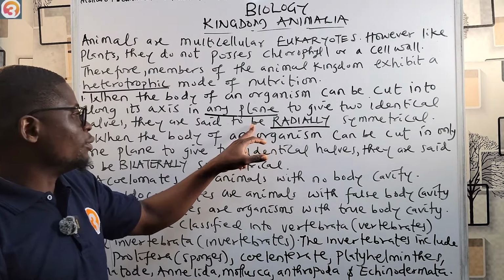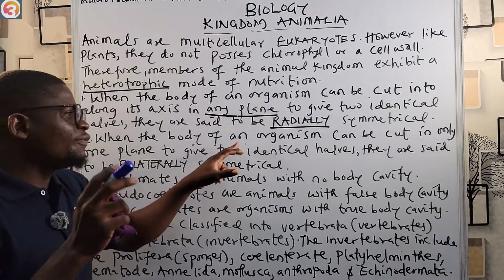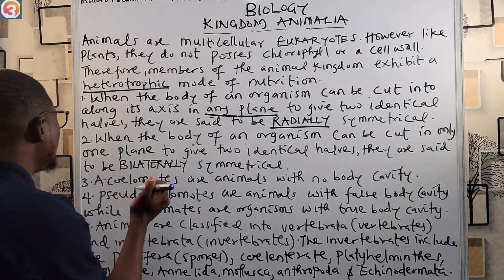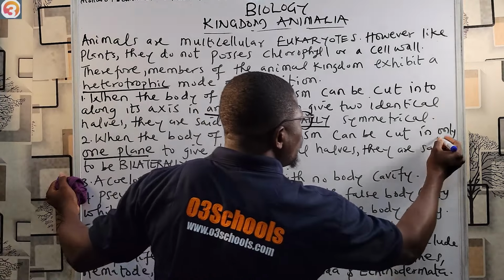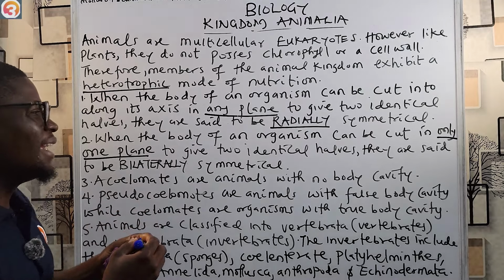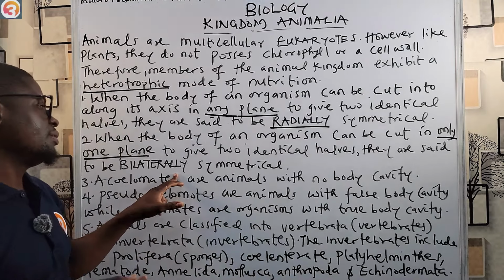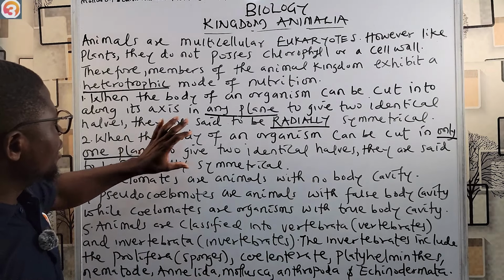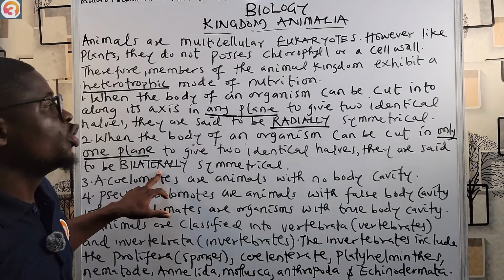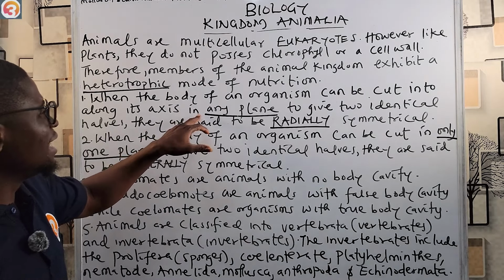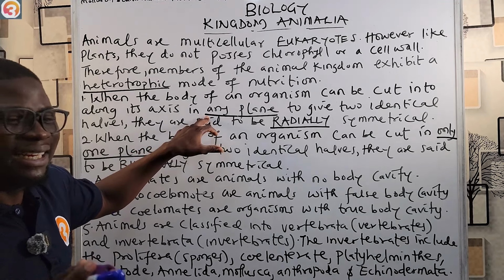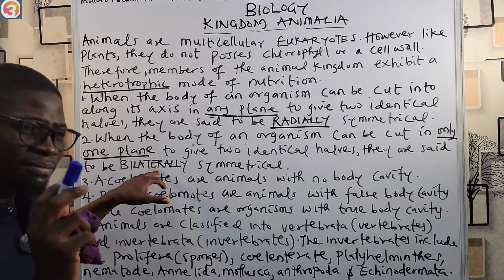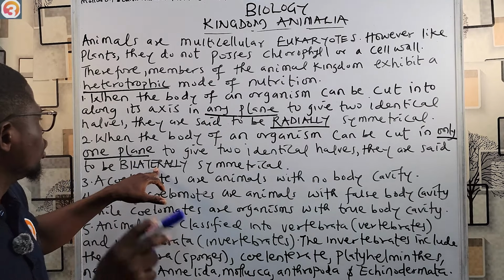Now let us look at bilateral symmetry. When the body of an organism can be cut in only one plane to give two identical halves, it is said to be bilaterally symmetrical. You must take note of that. So the difference between radial symmetry and bilateral symmetry is that in radial symmetry, the body of an organism can be cut in any plane, any angle, any direction to give two identical halves. But for bilateral symmetry, it has to be in only one plane.